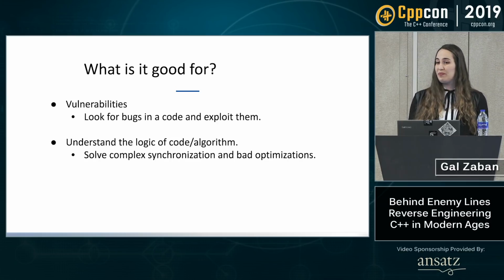So what is it good for? There are many purposes for reverse engineering. The first is vulnerabilities. Whenever you have a binary and you want to find vulnerabilities, sometimes when you don't have the source, you need to reverse engineer, find bugs, find vulnerabilities, and try to exploit them. The second thing you can do is understand the logic of a code or an algorithm in order to understand and solve complex problems like synchronization, optimization, and stuff that you probably know from your day-to-day job.